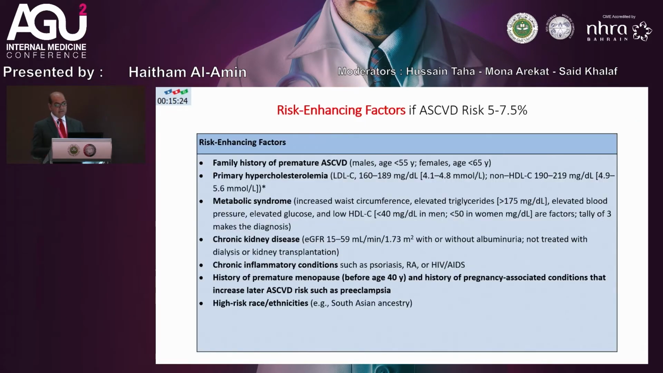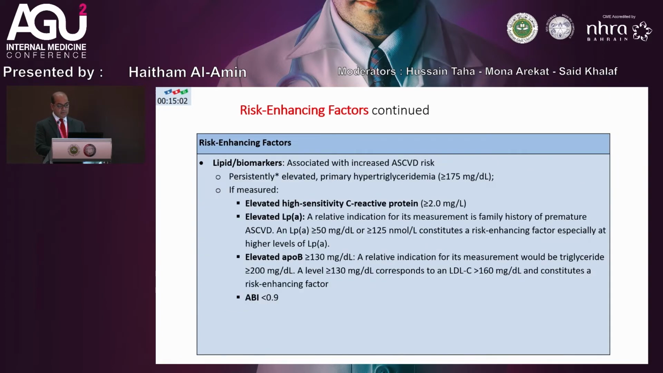So what are the risk enhancers? Well, if you've got a bad family history of heart disease, your mom or dad or brothers had it, if you have a metabolic syndrome, if you have chronic kidney disease or chronic inflammatory disorders, and for the woman, if you have premature menopause or any history of pregnancy-induced preeclampsia, that would put you at higher risk.